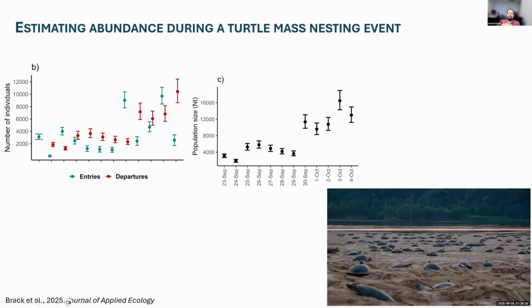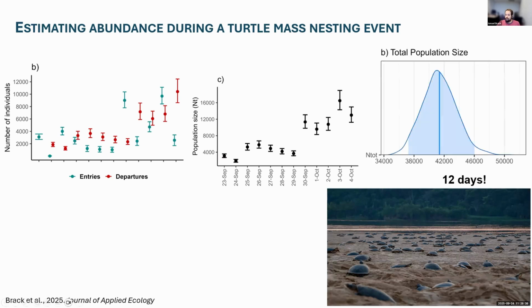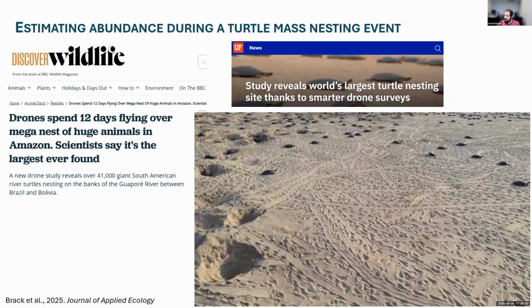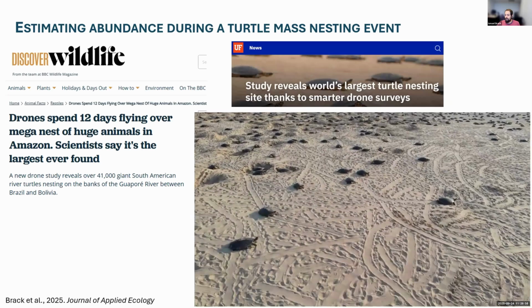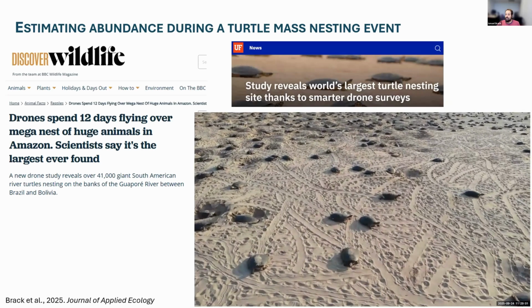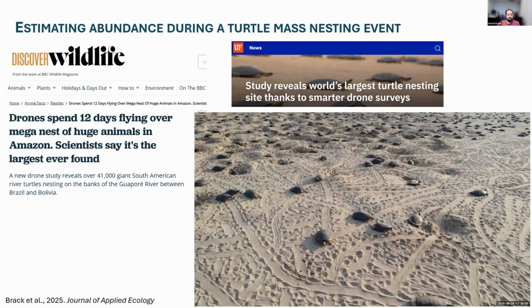Then we could estimate, interestingly, the differences in the population of these turtles in the sandbank, and how the departures and entries of these turtles vary during these days. We obtained a total population size of around 41,000 turtles nesting in 12 days. This was really an impressive result for us. It had a nice repercussion because apparently this characterizes the largest aggregation of freshwater turtles in the world.